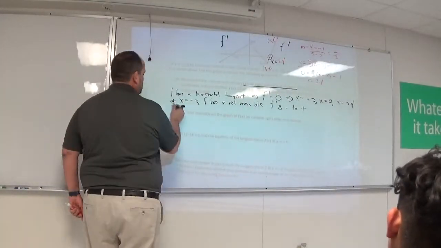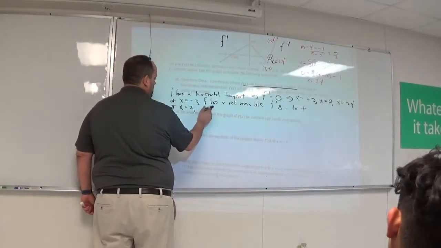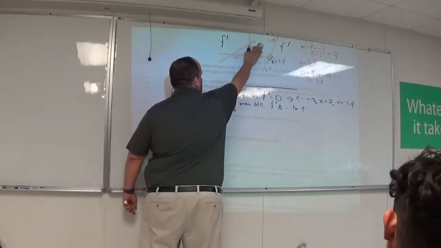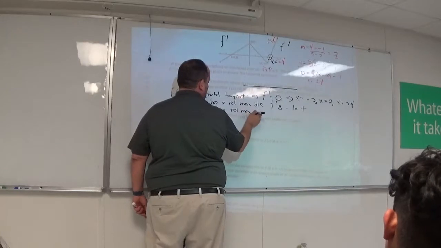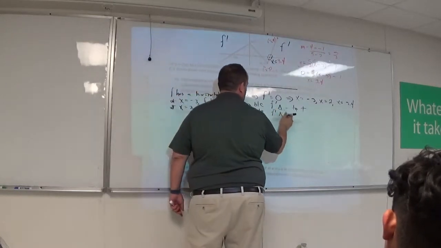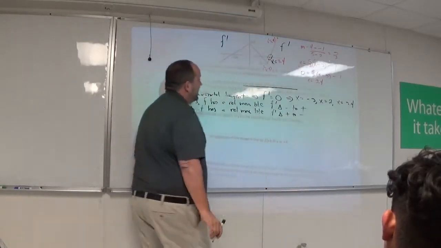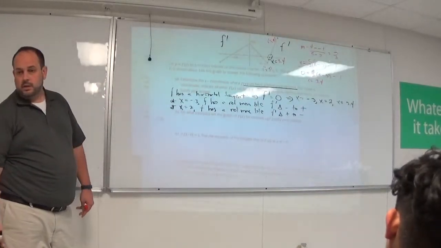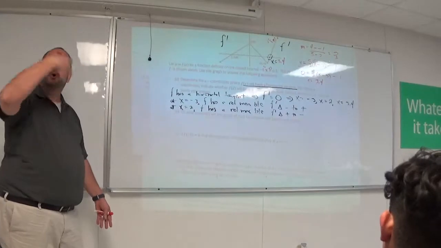What about at x equals 2? We're changing from positive to negative, so you have a relative max, because f prime changes from positive to negative. And at 3.4? We're going to have a min because you're changing from below to above.